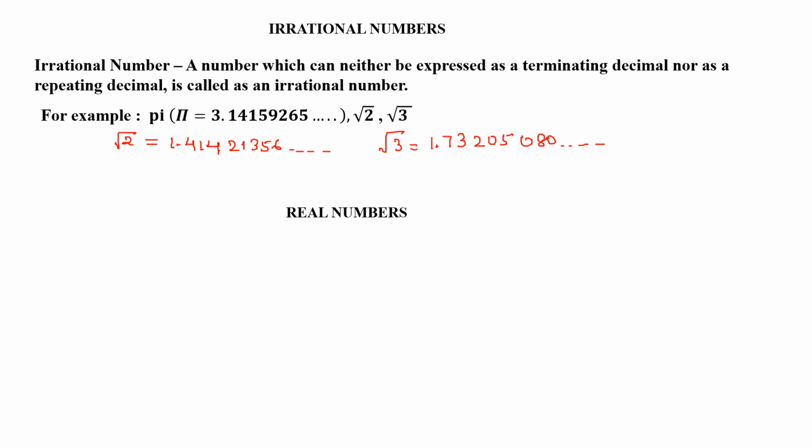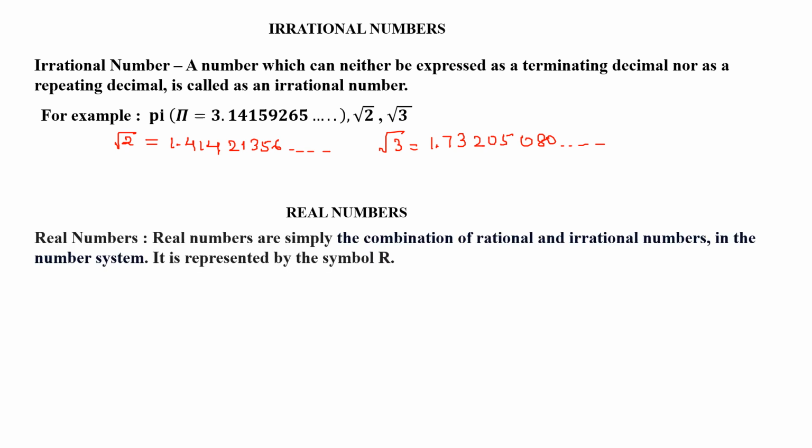Now we will see then what are real numbers. So real numbers are the combination of rational and irrational numbers. So in our number system we have already studied natural numbers, whole numbers, integers, rational numbers, irrational numbers. Now on top of that we have real numbers. And real numbers are the combination of rational numbers as well as irrational numbers. And it is represented by the symbol R. So I hope it is clear. Real numbers are the combination of rational and all the irrational numbers.